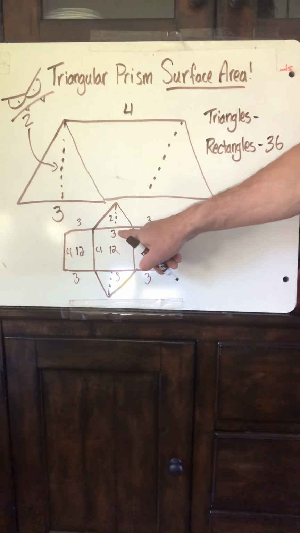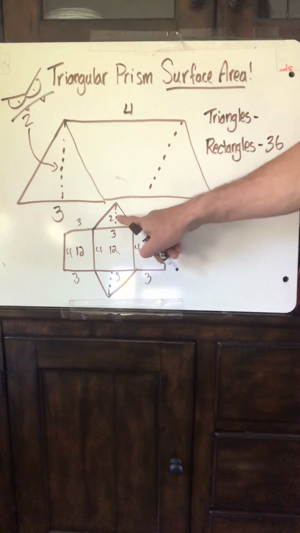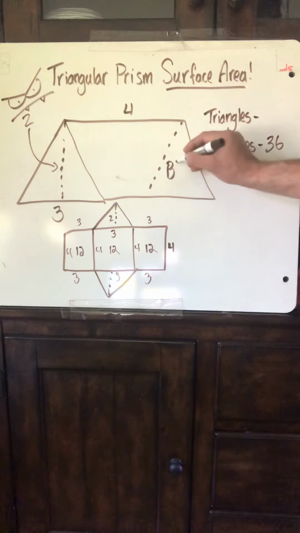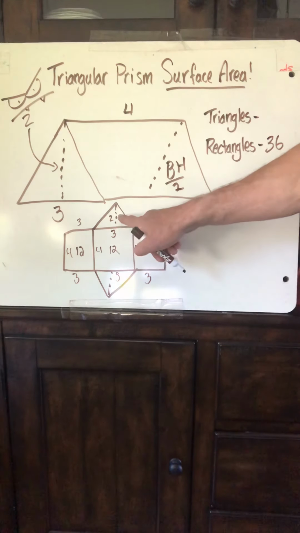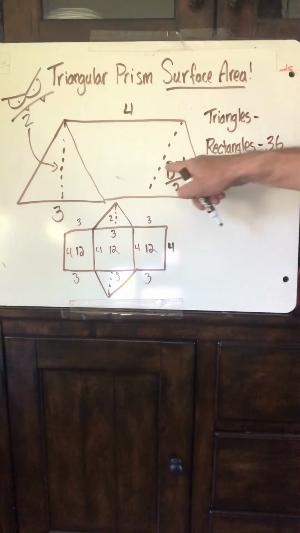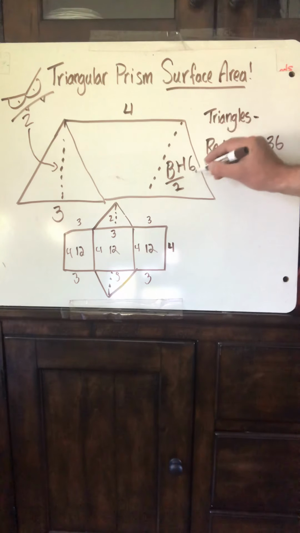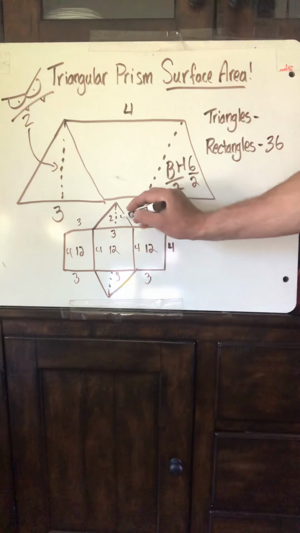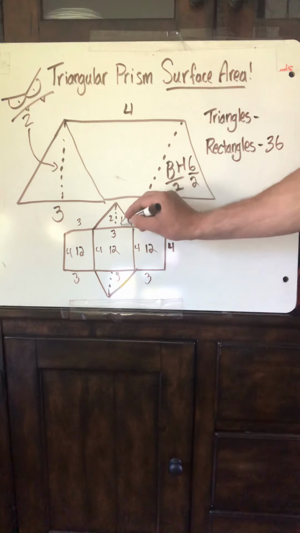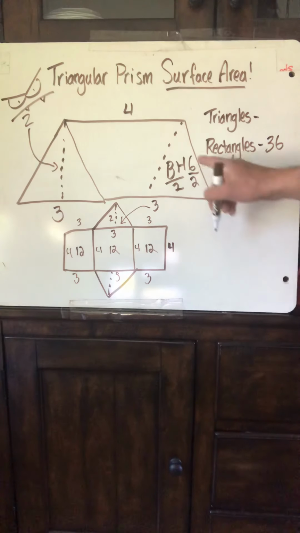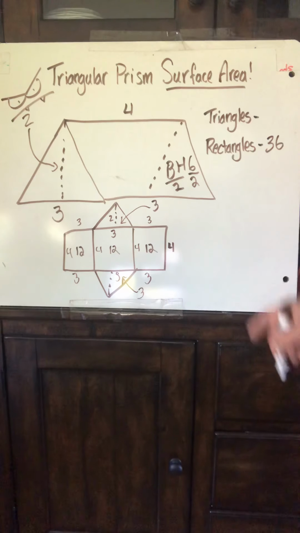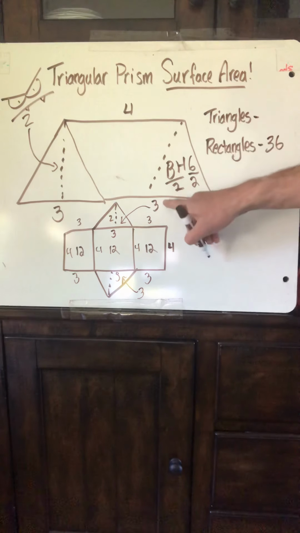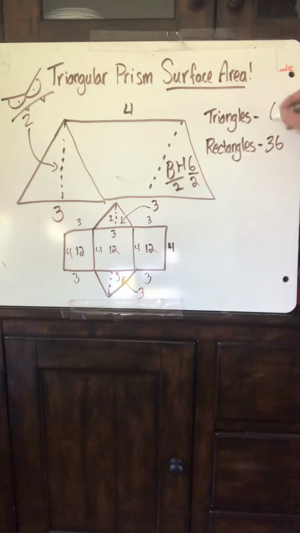So now our triangles, let's figure this out. Well, our triangles have a base of 3 and a height of 2. So we know that the formula for a triangle is base times height divided by 2. Well, our base is 3, our height is 2, so that's 3 times 2, which is 6, divided by 2. So the area of each one of these triangles is 3. 6 divided by 2 is 3. So this one is 3 as well. So the area of our triangles is 3 plus 3, which is 6.